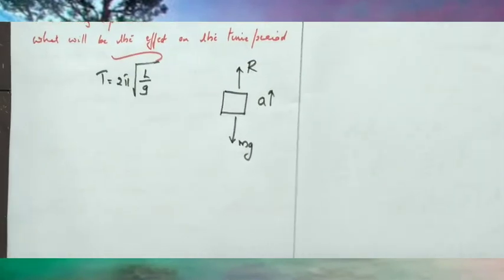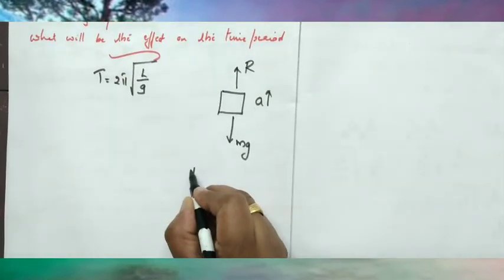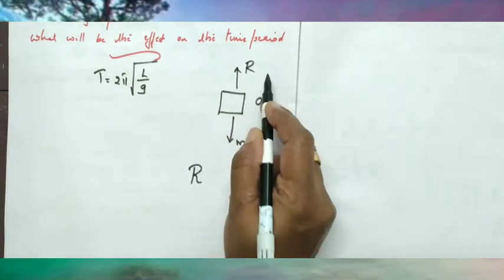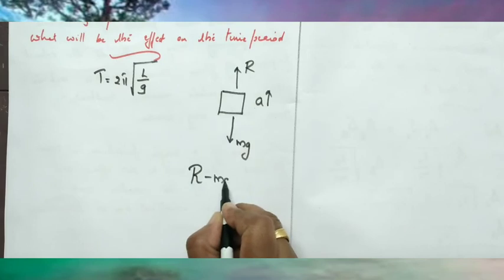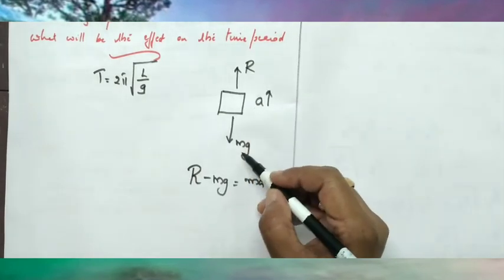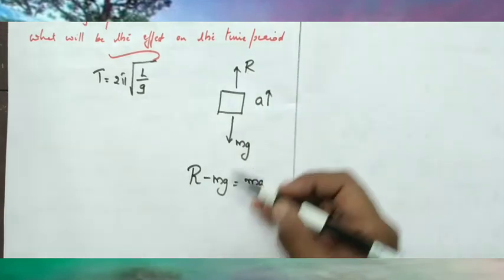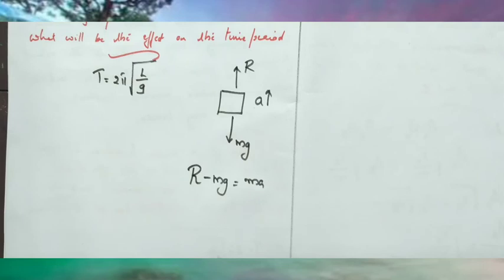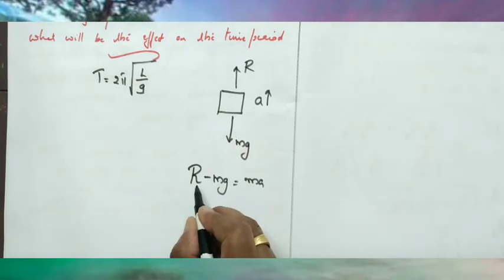Clear? So here we can write the formula as R, normal reaction, is greater because it is moving upward. So R minus mg is equal to ma. If the lift is moving downward, we can write mg minus R equal to ma. Since the lift is moving upward, we can write R minus mg is equal to ma. R is the normal reaction. Clear?